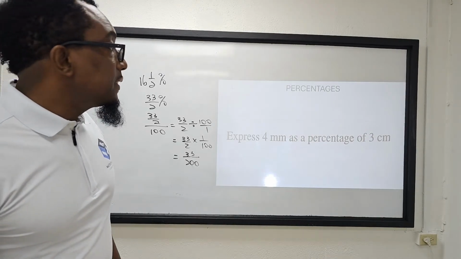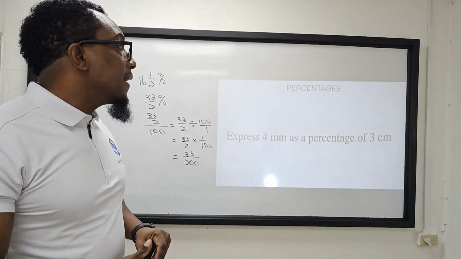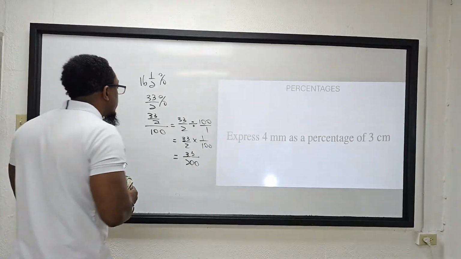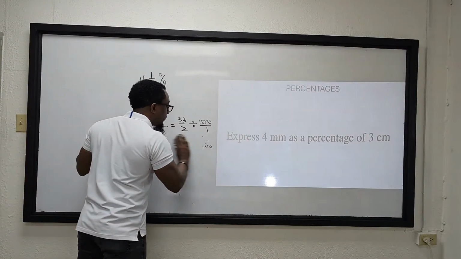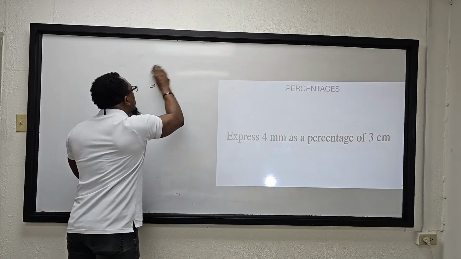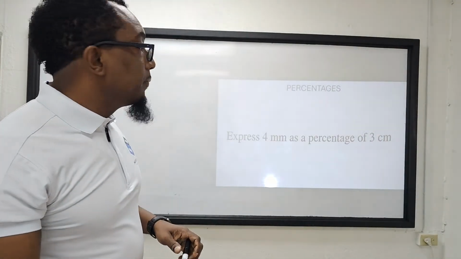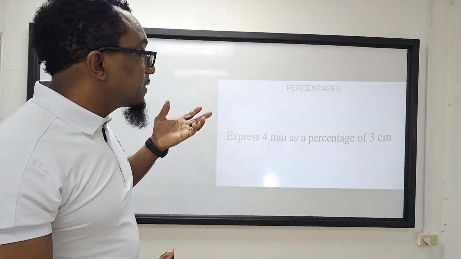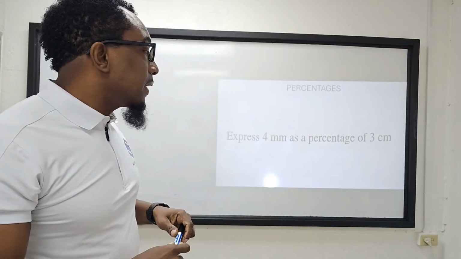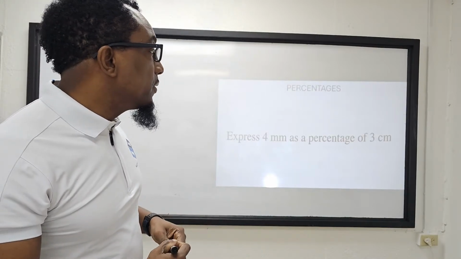Right, expressing one quantity as a percentage of another. If they ask you to express 4 millimeters as a percentage of 3 centimeters, it goes something like this. Now, if I have to express one quantity as a percentage of the other, then both must be of the same units. So I can't express one quantity as a percentage of the other if the units are different. So I have to make sure the units are the same.